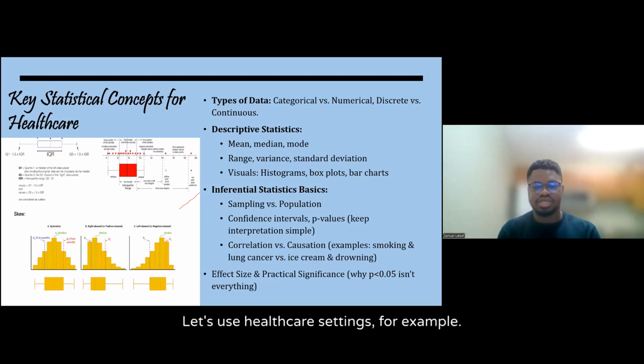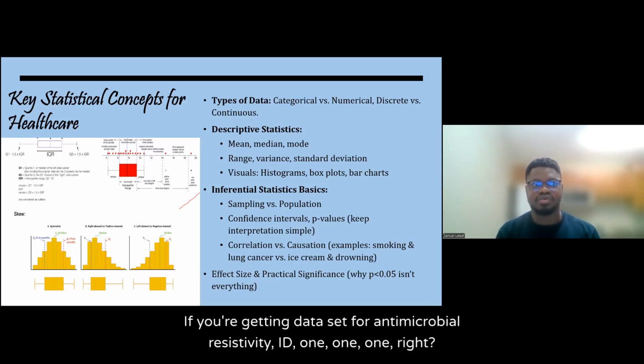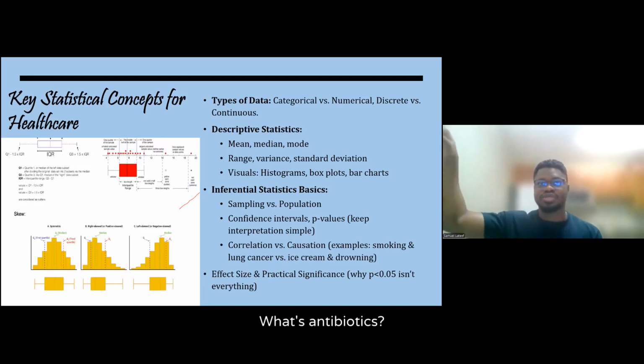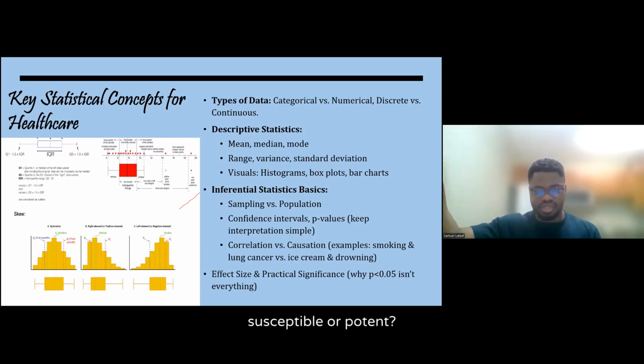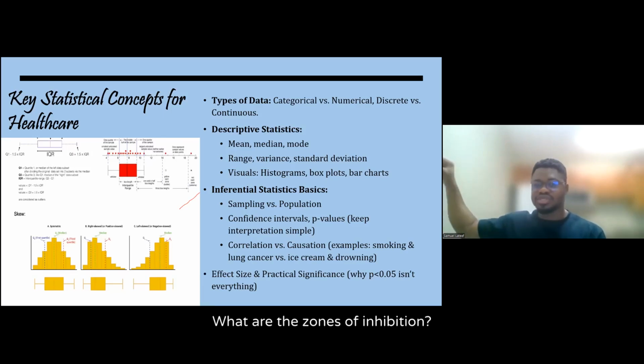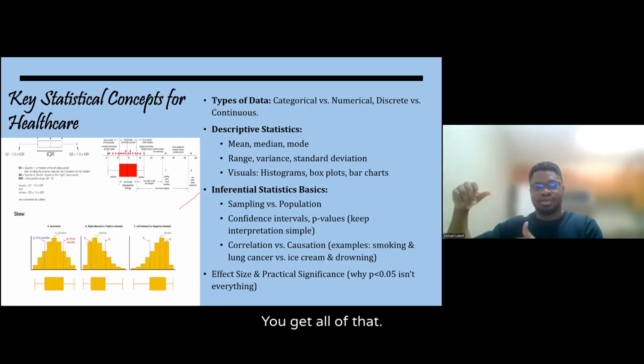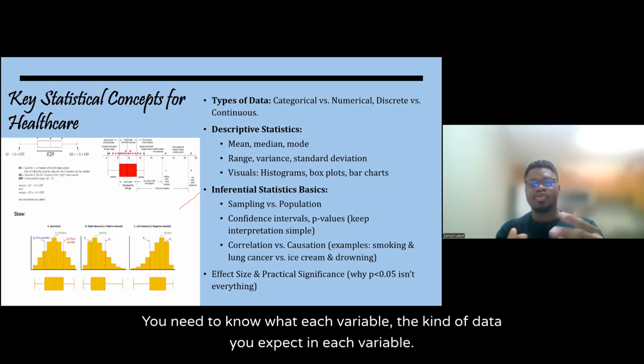Let's use the healthcare setting, for example. If you're getting a data set for antimicrobial resistance, right? ID 111, right? Another variable could be what microorganism is implicated in resistance, what antibiotics are susceptible or potent, what antibiotics are no more potent, right? What are the zones of inhibition? What other information could be needed? You get all of that. You need to know what each variable is, the kind of data you expect in each variable.